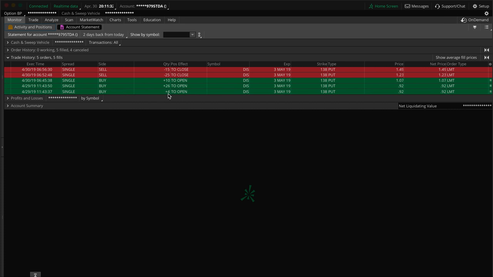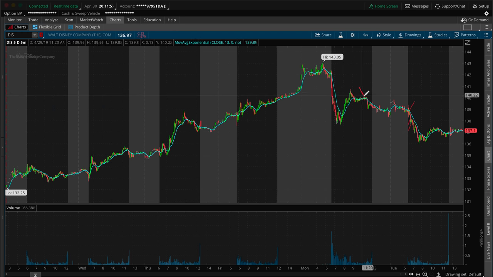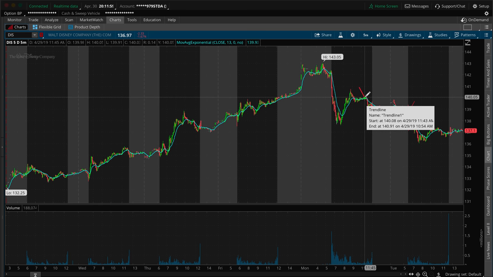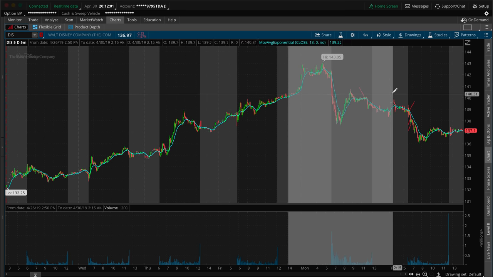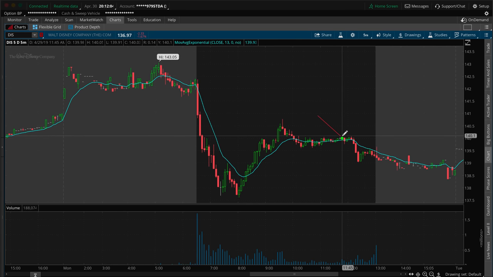So this is where it is. Initially, I got into the trade yesterday at 4:29, 30 contracts at 92 each, which if you do the math, $92 times 30 is $2,760. So the initial cost of the trade was $2,760. And that was right around this area yesterday here at the 11:43. I'll zoom in on it more here.